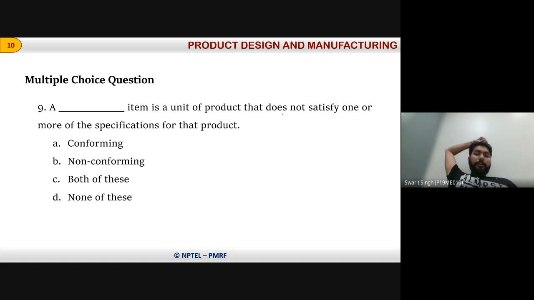Which of the item is a unit of product that does not satisfy one or more of the specification for the product? It is not satisfying the specification of the product, so it is a non-confirming item. Okay, so if the item is satisfying all the specification of the product, it is a confirming item.